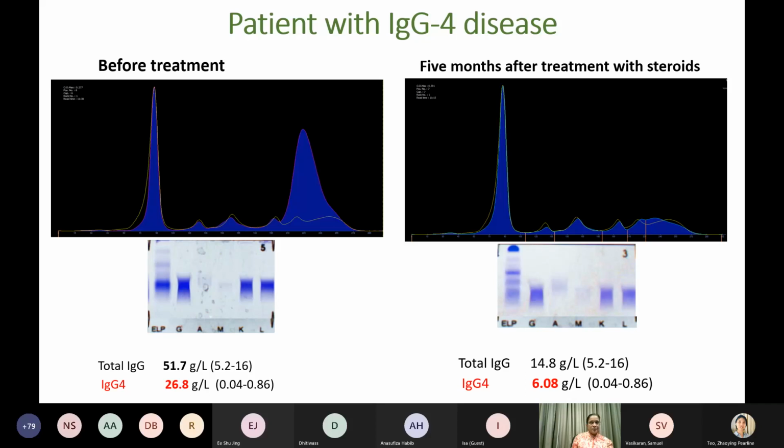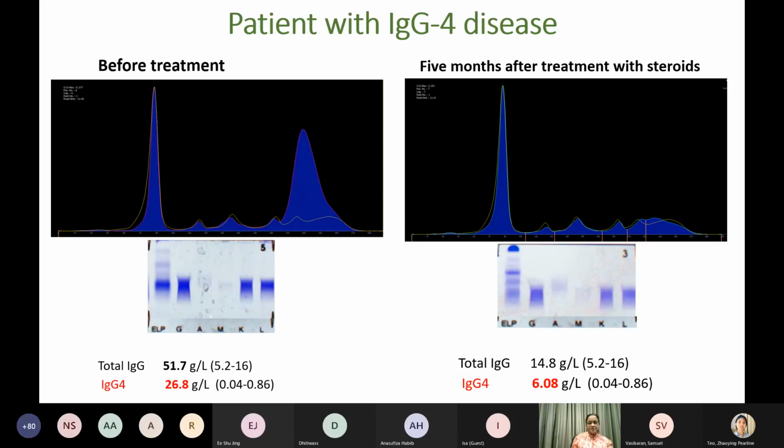I think they have done lymph node biopsy and a few other tests, and they started treatment with corticosteroids. And we got another sample roughly after 5 months of starting steroids. And this is the serum protein electrophoresis after 5 months of treatment. And the broad peak disappeared and IgG4 level dropped to 6 grams per liter. We still get bloods from this patient and still it remains like that.